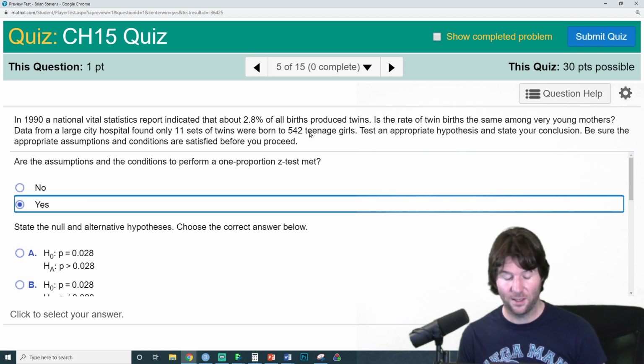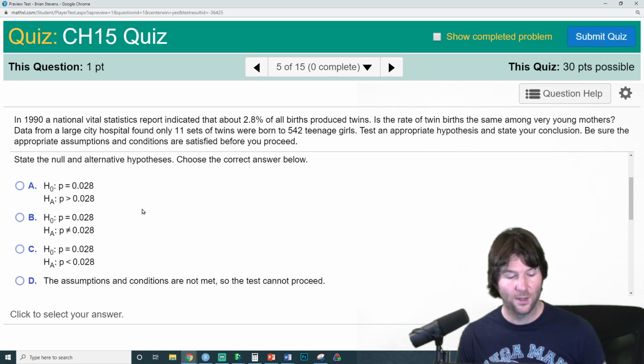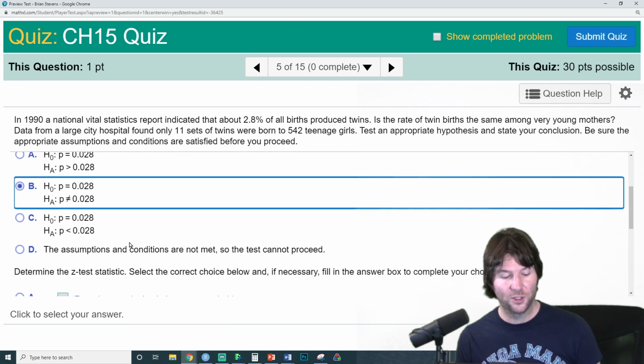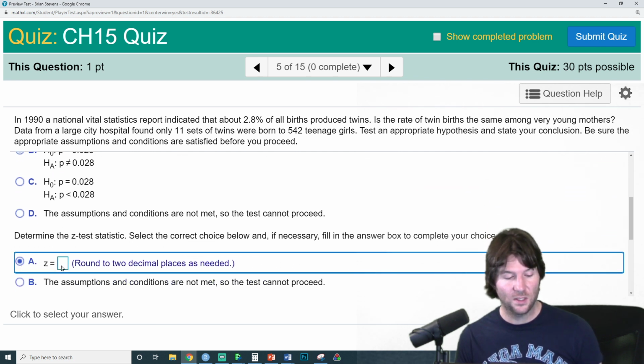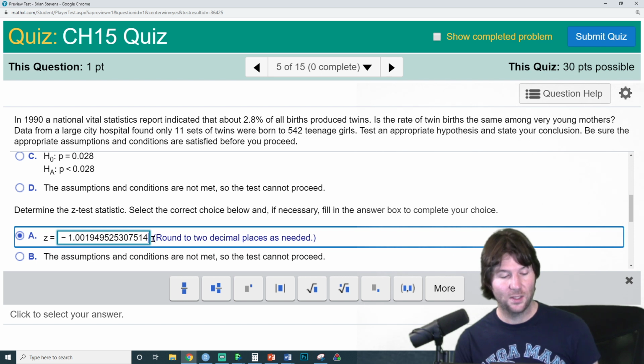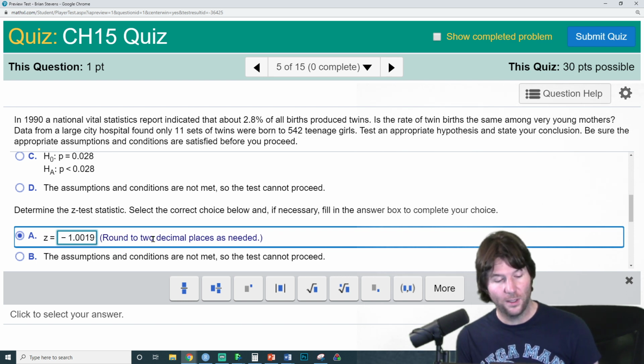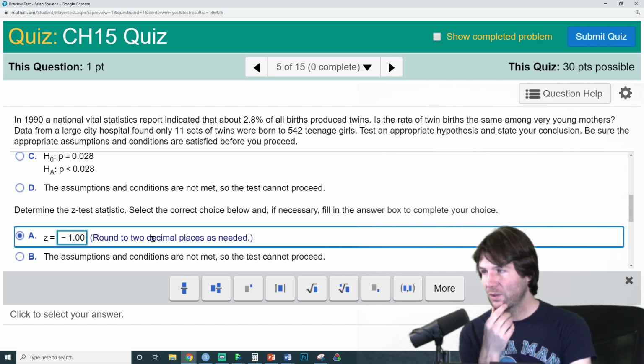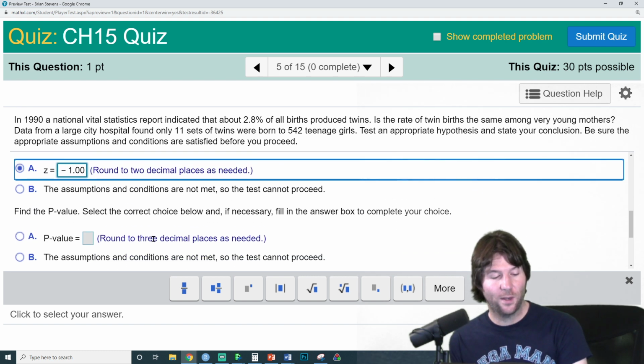I wish it said it, but I'm going to assume those are random mothers. I've done this enough. We have here the alternative of does not equal 2, so we're good there. Here is the z statistic. And once again, we're going to guess this p-value. Now, look at what this rounds to. So I wonder how many decimals it wants on the p-value.